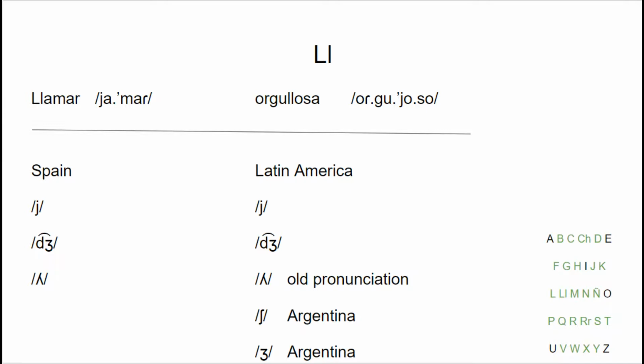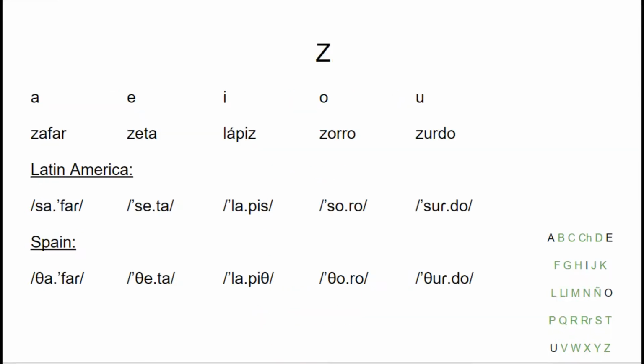And now in Latin America, Argentina has a lot of variation too. Certain places will say sh, like sh in English, llamar, orgullosa, and some will use zh, like in the word measure. So llamar, orgullosa.